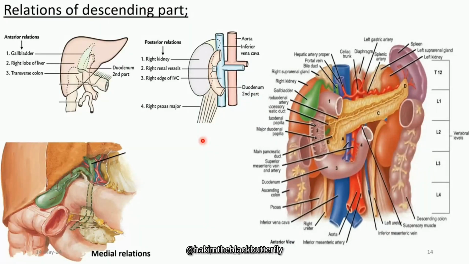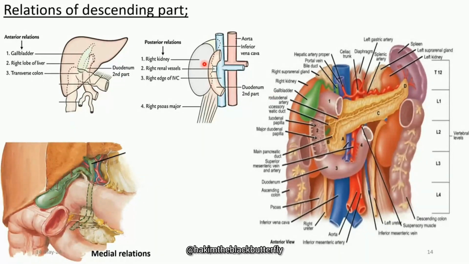This descending part has a few relations lateral to it, or you can say first anterior to it. You can see that your right lobe extends down to overlay it. The transverse colon, this is the transverse colon. We know that it extends to the left and it's going to cross it anteriorly. The fundus of the gallbladder can overlay it, as you can see here.